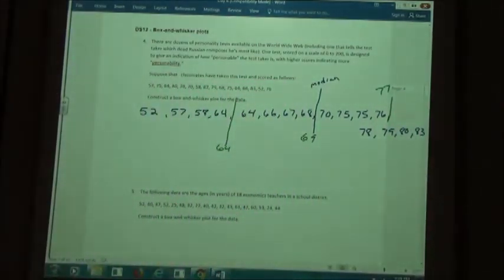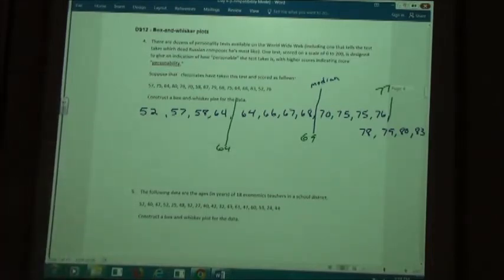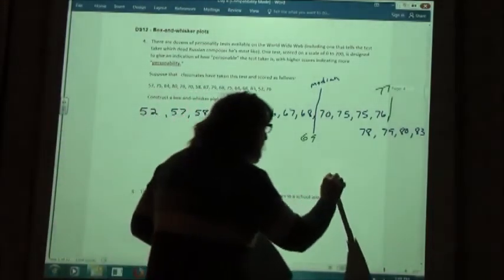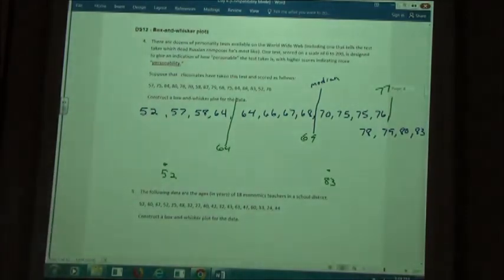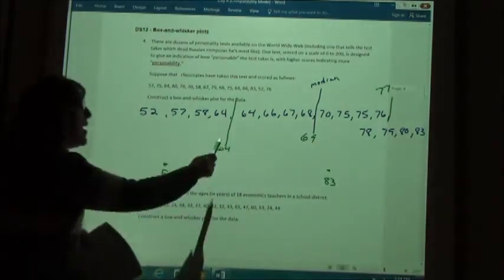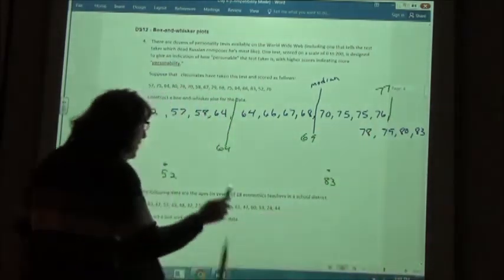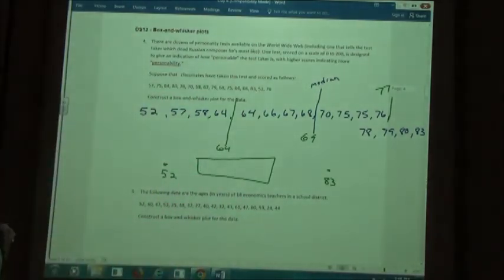So, once we found those points, we are now going to make what's called the box and whiskers plot. My whiskers are my two end values, my smallest number and my biggest number. So 52 is going to be somewhere down here, and 83 is going to be somewhere over here. In between that, I'm going to have my box. My box is my range from my first quartile to my third quartile here. And so I'm just going to make my box in the middle somewhere. It probably should be drawn a little straighter, but okay.